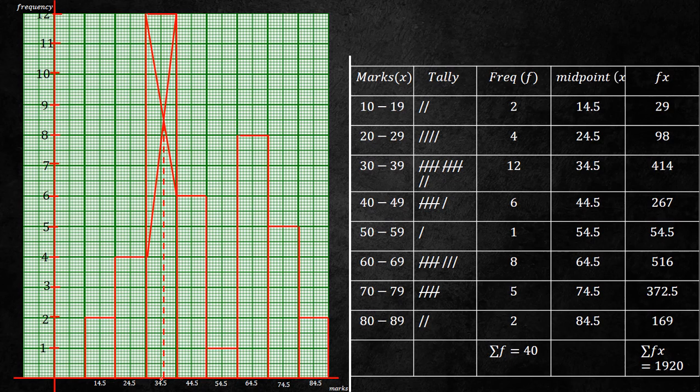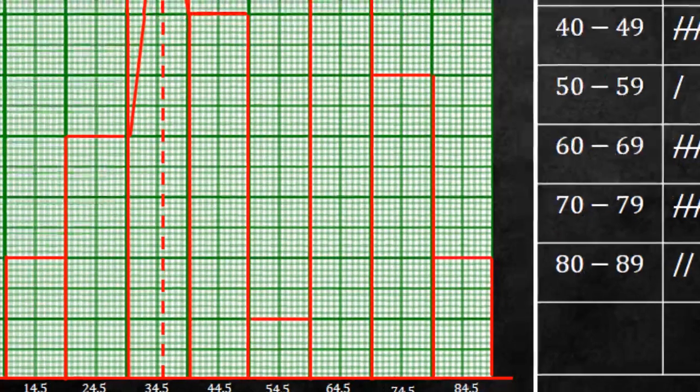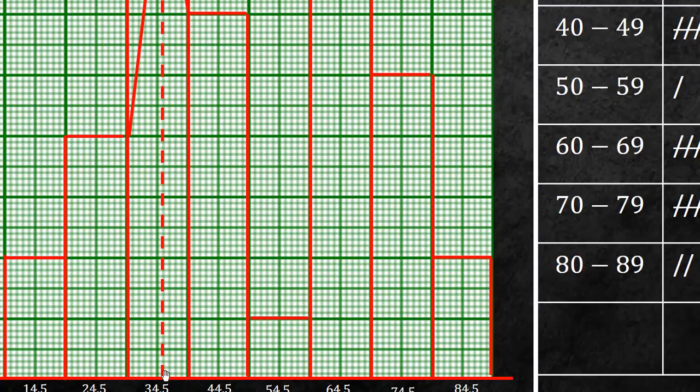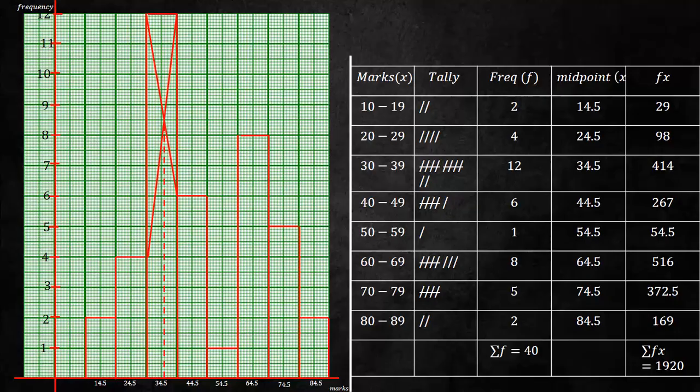So you can see that this bar over here is 34.5. I just move one bar to the right, and that is 35.5. So you can see over here is 35.5. So that is the mode of the distribution.